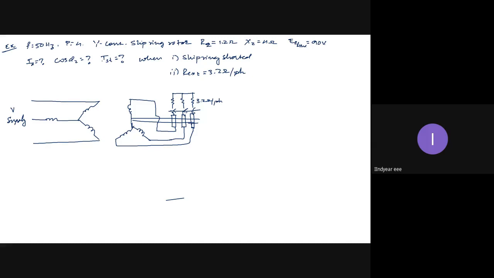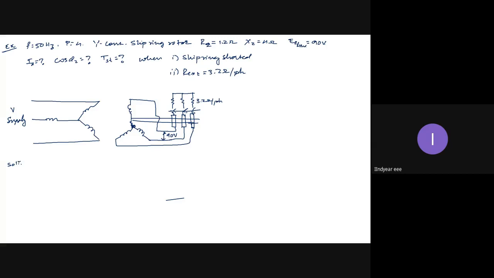Now I have to first find out the current and power factor in TST when the rotor is short circuited. Here the voltage induced between these 2 slip rings is 90 volts. So what does this mean? It is a line voltage between 2 terminals of the star connection. But all the quantities we take in any equation are per phase values. So therefore, I have to first take the per phase rotor voltage.